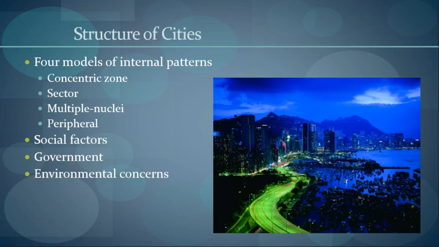All right. So the structure of cities. Cities can vary depending on all sorts of things, but there are four basic models of internal patterns, and we'll talk about these and a little bit some other things too. There are social factors going to be at play, the government itself, right, zoning laws, all of that stuff, and then environmental concerns are also going to be part of that. And by environmental concerns, I don't necessarily mean environmental issues like pollution or things like that. I mean, like, what is the actual site and situation of your city, okay?